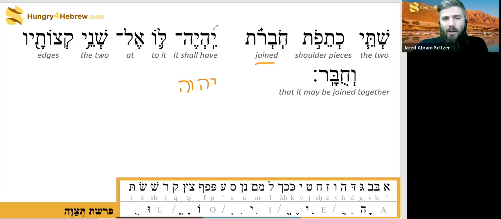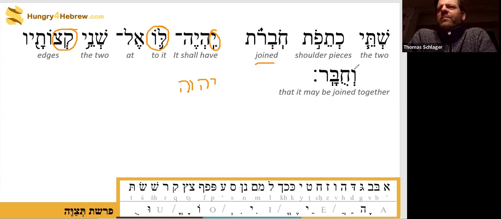Yihye lo, it shall be to it, or him, el shnei ketzotav, to the two ketzotav. Ketz is an edge. In modern Hebrew, kitzoni is an extremist, someone on the edge. It's the same root, ketz. So here, ketzotav are the edges of it. The vav at the end is a pronominal suffix.